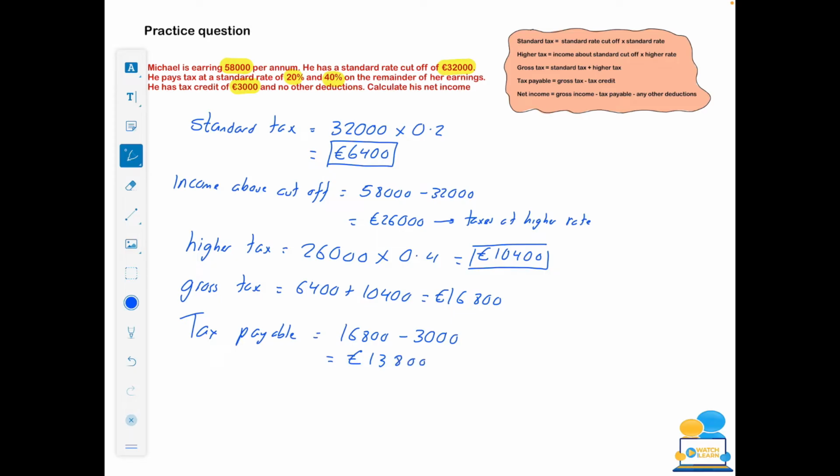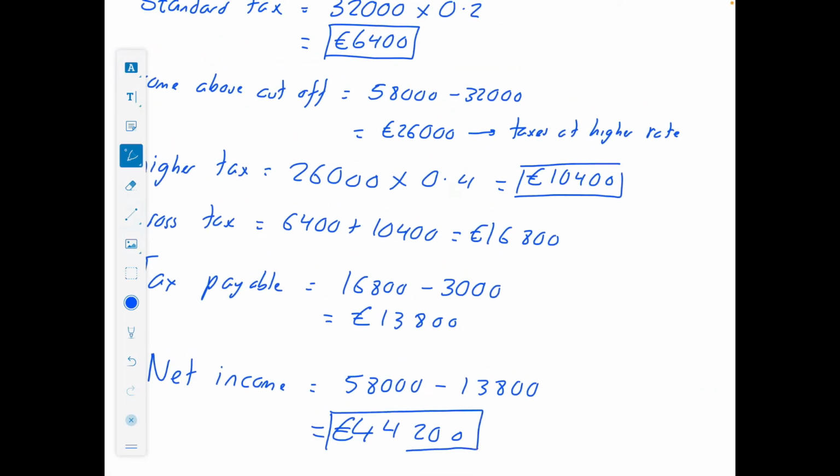So here his tax credits, we're going to subtract those, which is 3,000. So the tax he must actually pay is 13,800. Okay, now we can find his net income, which is what we're asked in the question, which is his gross income, which is 58,000, minus his tax payable, which is 13,800, and he has no other deductions, so there's no union fees or anything. So the amount he actually gets into his bank then is 44,200. So Michael says he earns 58,000, but in reality the amount he gets into his pocket is 44,200. Okay, so that's my final answer there.